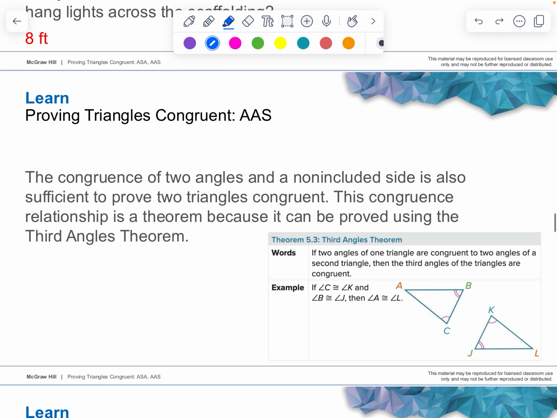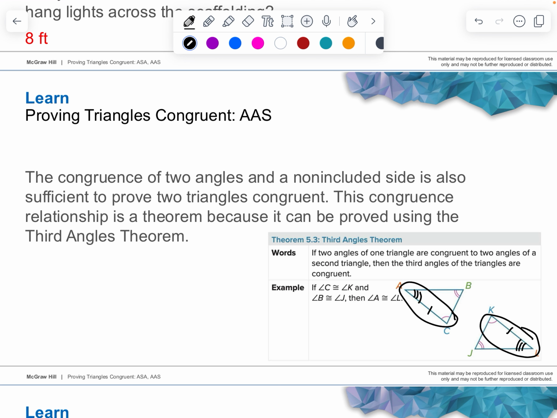Okay, now we're going to go into angle angle side. So angle angle side is when you have 2 angles and a non-included side. This is built off of angle side angle. It's the knowledge that if you have 2 angles that are the same size, then the third one will also be congruent, because they always add to 180. So the third one has to be congruent as well. And if the third one's congruent and the non-included side was equal, then you still have angle side angle.